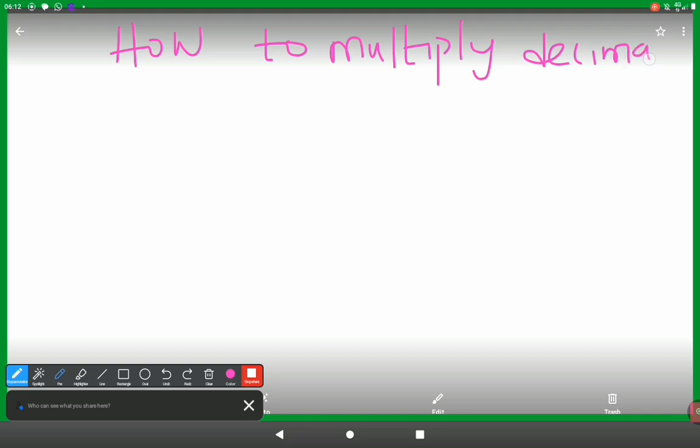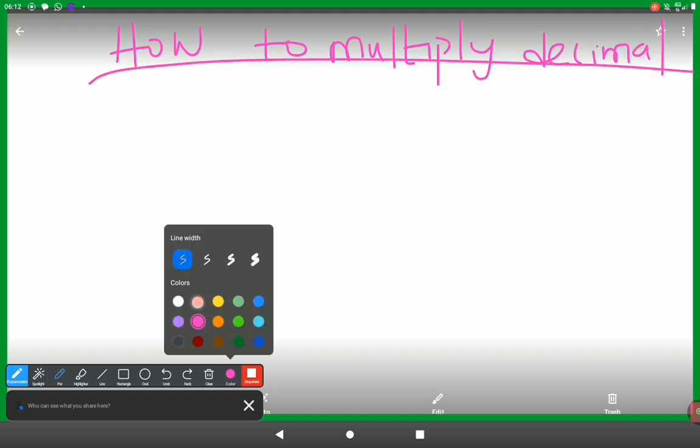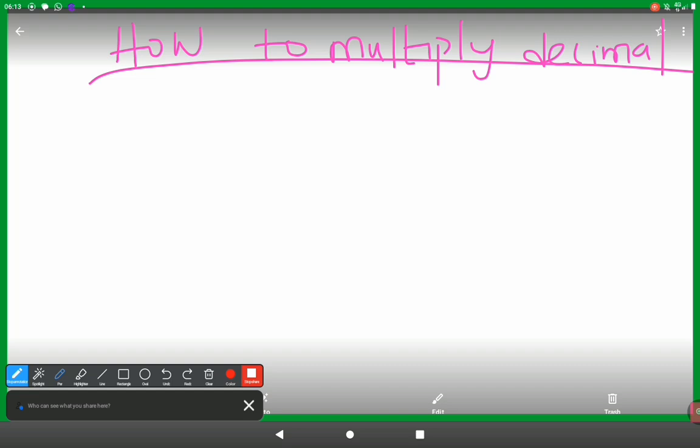So let's learn how to multiply decimals. Now let's take, for example one, we are having 25.6 multiplied by 2.8. Alright, so how can you go about this?